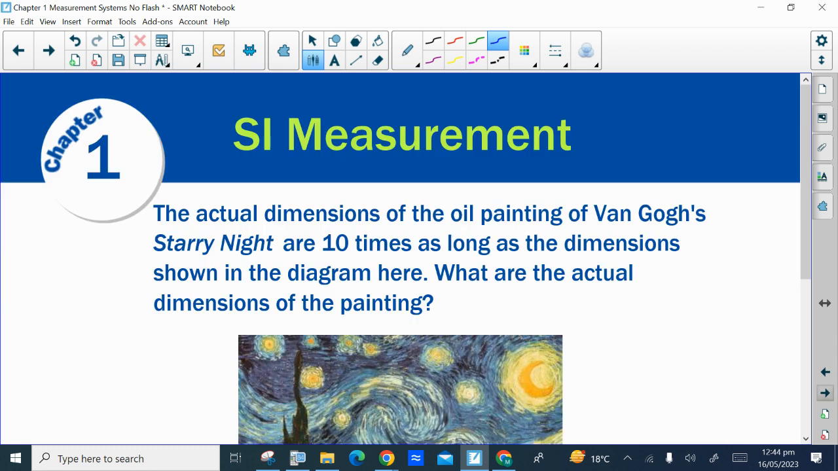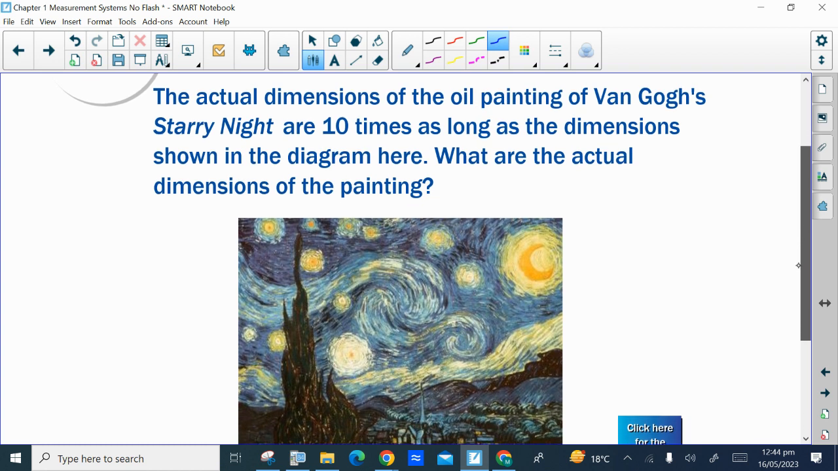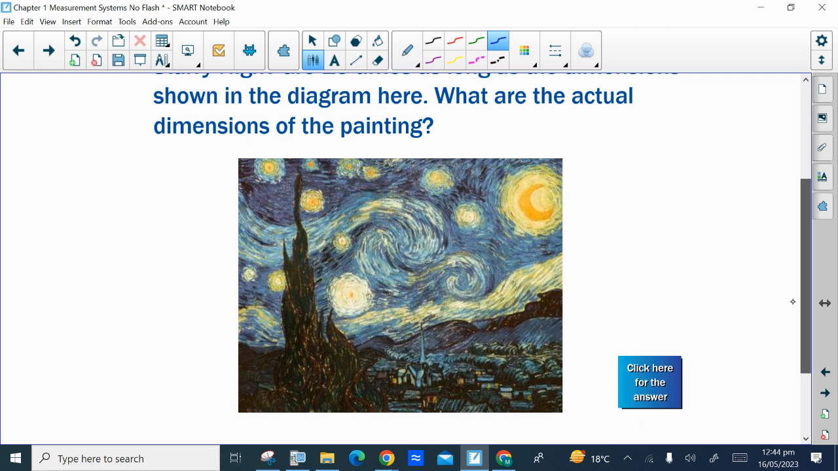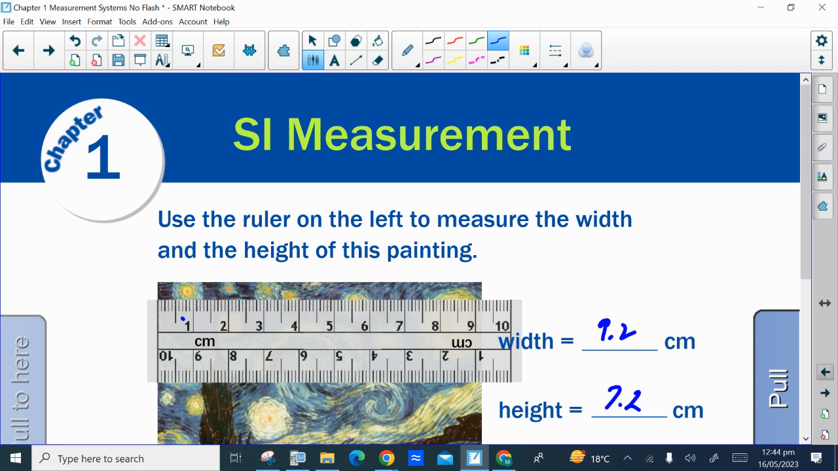This next page says that the actual dimensions of the oil painting of Van Gogh's Starry Night are 10 times as long as the dimensions shown in the diagram here. What are the actual dimensions of the painting? So it's the same painting, right? The width is 9.2 and the height is 7.2.